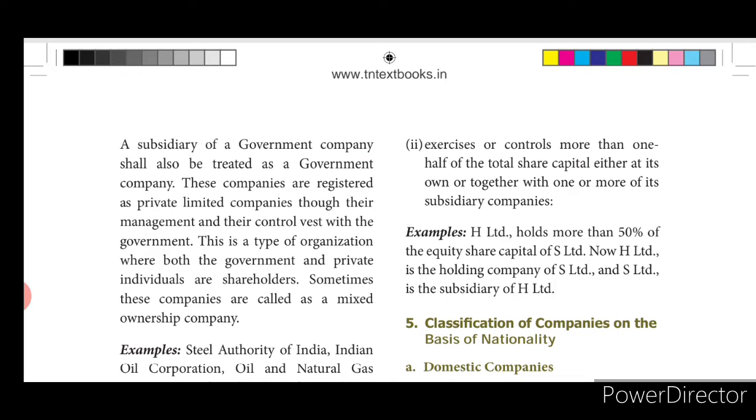For example, H Limited holds more than 50% of the equity share capital of S Limited. It means H Limited is the holding company of S Limited, and S Limited is a subsidiary company. Can you understand? So H Limited is actually holding 50%, and here H Limited is a holding company and S Limited is a subsidiary company.